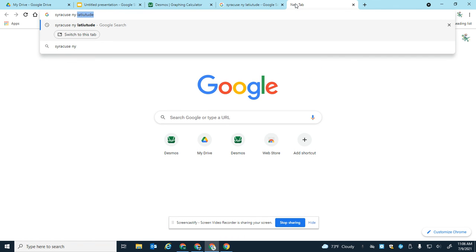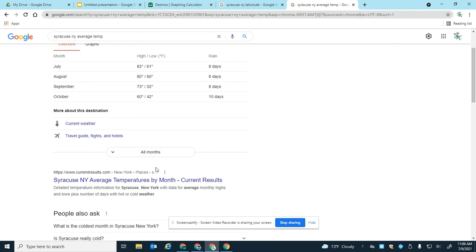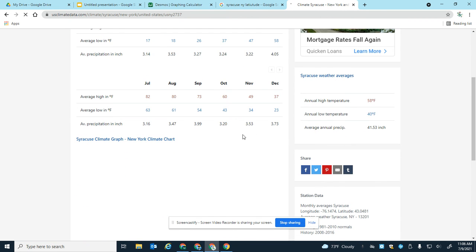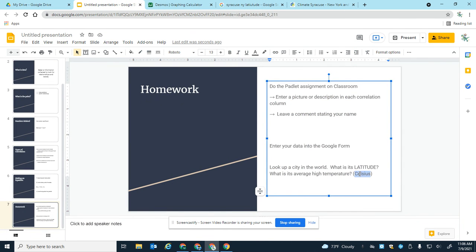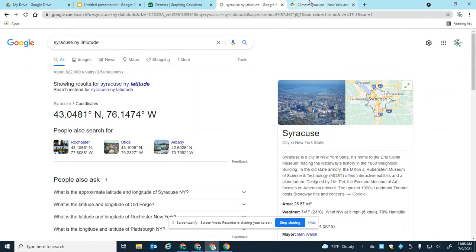And then I could also do Syracuse, New York, average temp. I don't want by month. Here we go. Annual high temperature is 58 degrees Fahrenheit. You can convert it to Celsius, but let's just do Fahrenheit as long as it's coming up on the internet like that. Although I prefer Fahrenheit, the rest of the world likes Celsius. As long as the website is coming up with average high temperature, then 58. So my data point would have been 43 and 58.